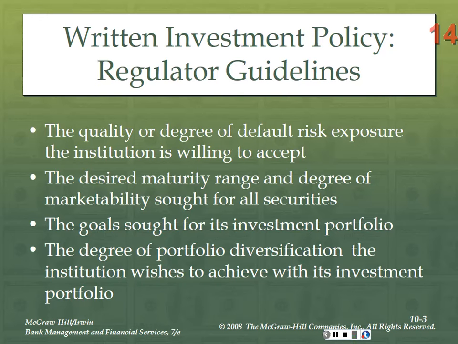The second thing, the maturity range and the degree of marketability for their investments. So again, there are different types of investment approaches, which you'll see at the end of chapter 10 that I'm going to have you read on your own. But there's a lot of different investment approaches. So depending on the management of the bank, depending on their risk tolerance, and depending on what they're trying to match up, because this could also get into the asset liability category that we've talked about earlier. This is going to be an important part. The goals sought for the investment portfolio.